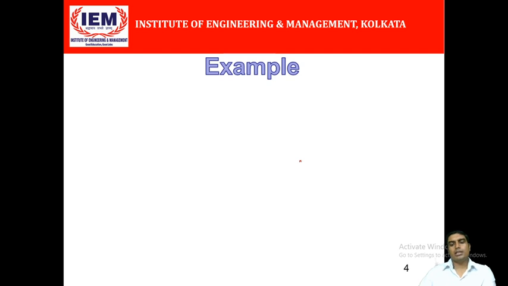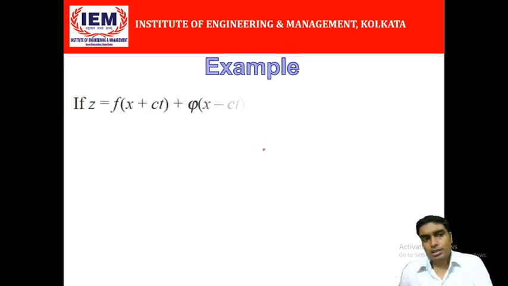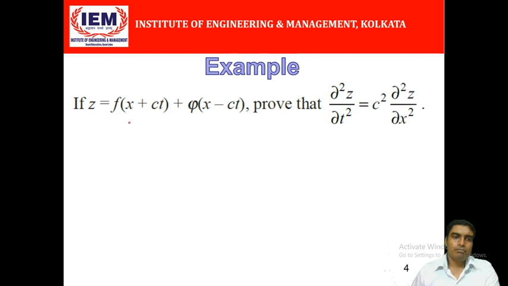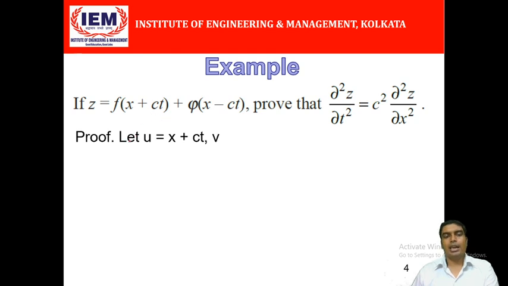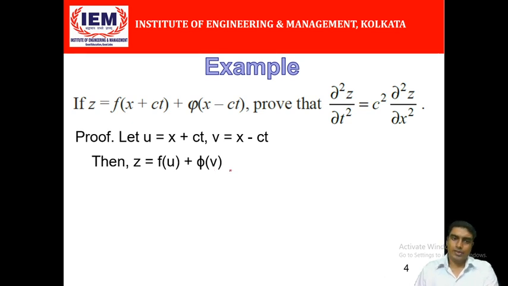Now let's apply this method in one example. Suppose we have a function z equal to f of (x plus ct) plus phi of (x minus ct), and we have to show that del 2z del t square equals c square del 2z del x square. Now let's think that x plus ct is a new function, let's say u equal to x plus ct, and v equal to x minus ct. Then z will be a function of f of u and phi of v, right?